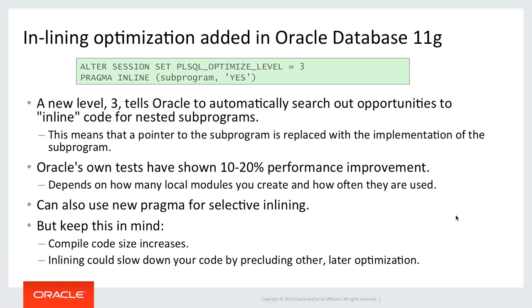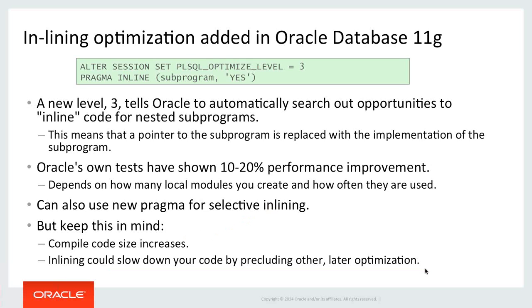So what that means, among other things, is that your compiled code size increases. If I have a sub-procedure of 1,000 lines and I call it in 10 places, then my compiled code will reflect 10 times 1,000 lines of code, 10,000 lines of additional code. But that really shouldn't matter to us very much. The main thing to be concerned about with inlining is that it could actually slow down your code overall by precluding or making impossible other later optimizations.